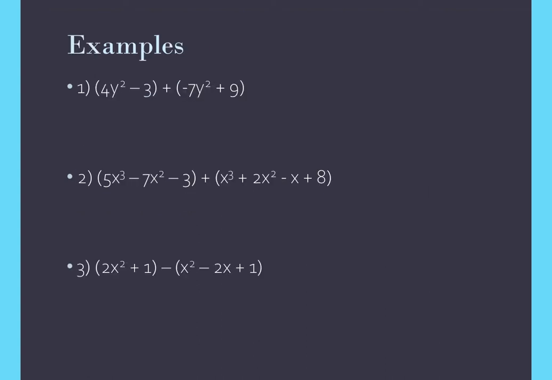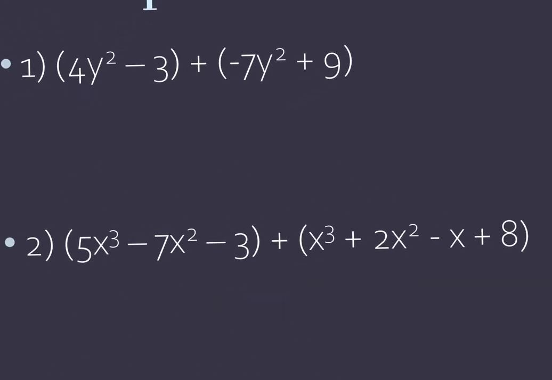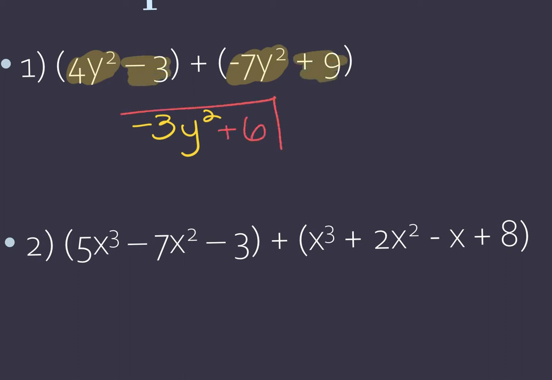Quick examples. So if you look at number 1, this is just addition, right? So I can actually ignore the parentheses. And then 4y to the second has the y to the second on it, and so does negative 7y to the second. So I combine those. 4 minus 7 would be negative 3y squared. And then negative 3 and positive 9 gives me a positive 6.